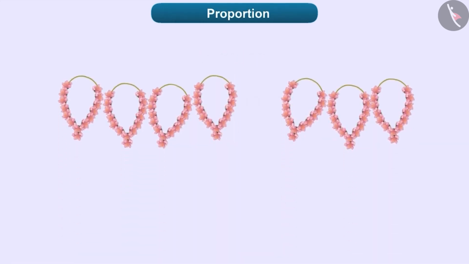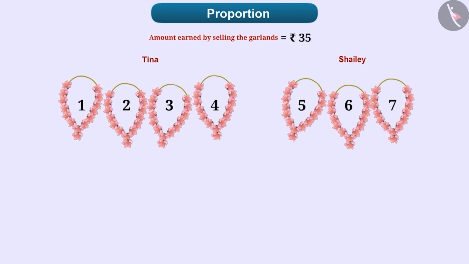Let us understand proportion with another example. Tina and Shirley have made 7 garlands together. They earned ₹35 by selling them. Since Tina has made 4 and Shirley has made 3 garlands, then how many rupees should Tina and Shirley get? We can divide 35 rupees into 2 equal parts. Then each part will be 17.5. In this way, Tina can get 17.5 rupees and Shirley can get 17.5 rupees.